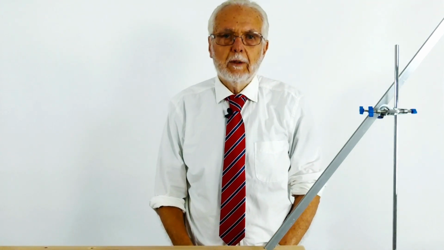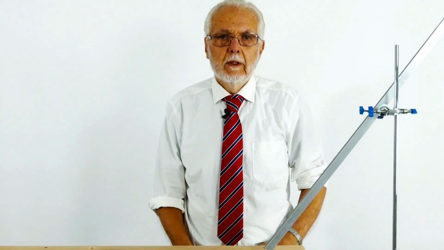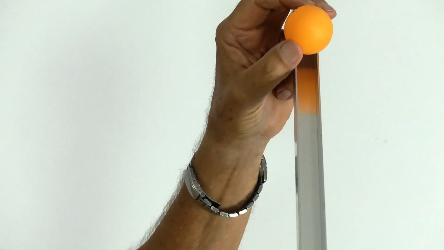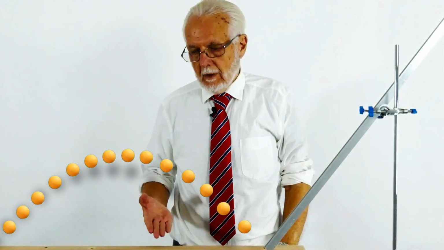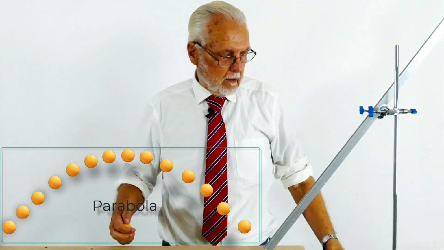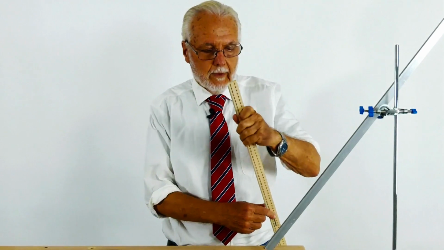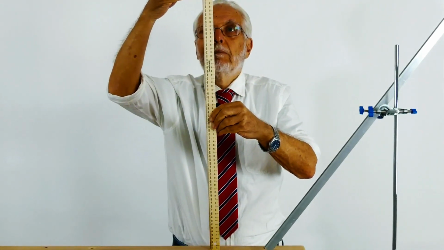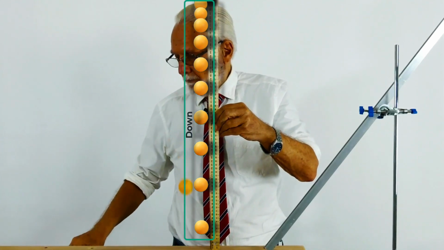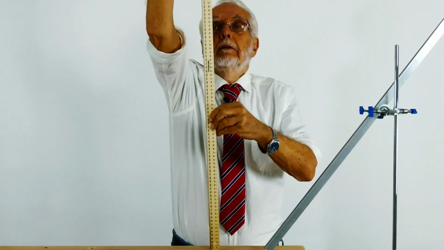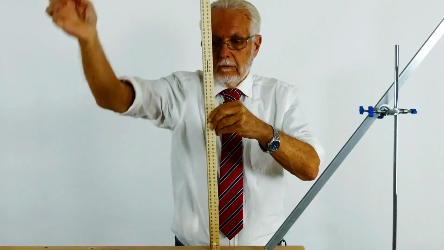This video is about projectile motion. So here's a projectile, and here's some motion, and here's some data. Now we'll gather some more data. First of all, a vertical drop, and second, a bounce in the opposite direction.